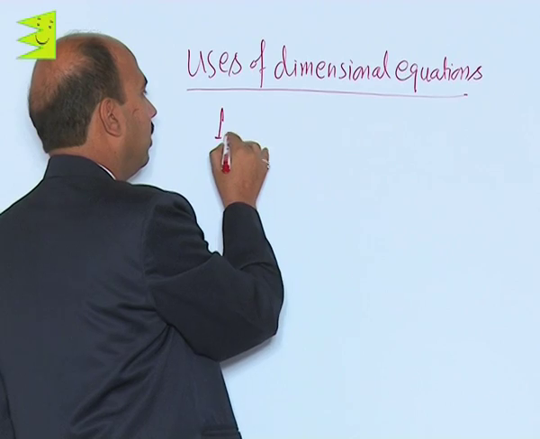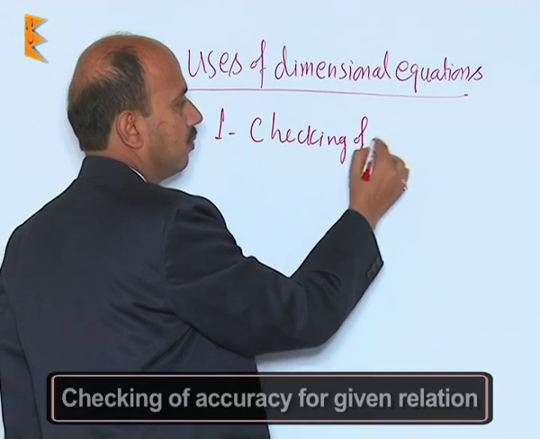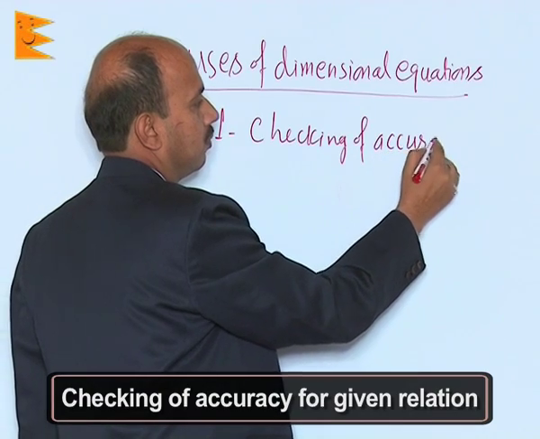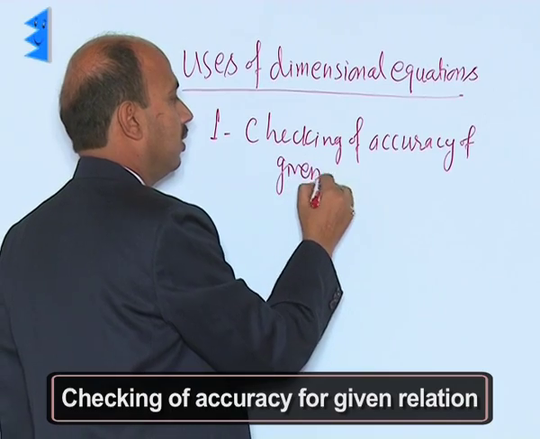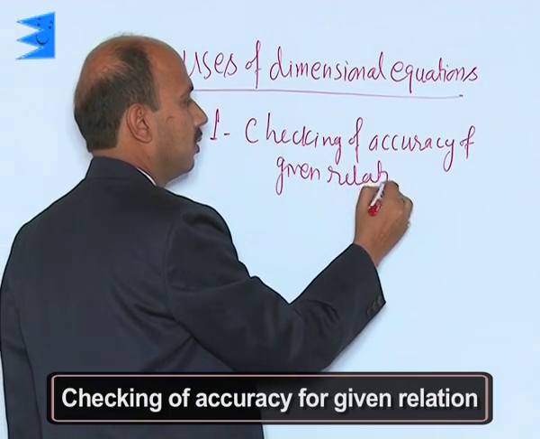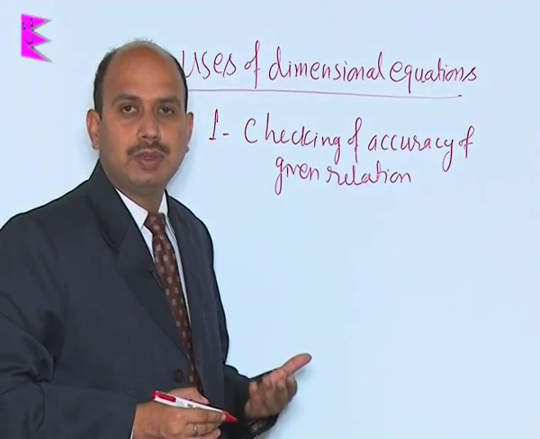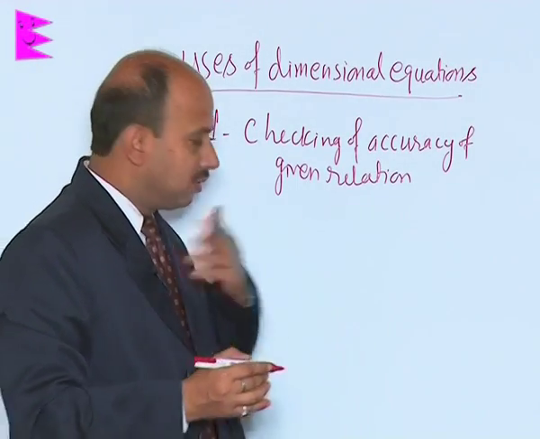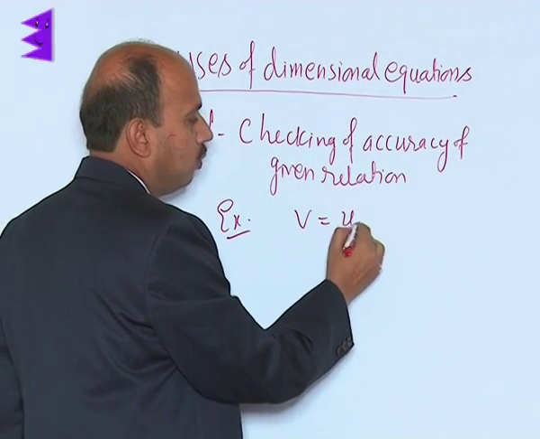So, first one is checking of accuracy of given relation. If you have got a given relation, now you can check whether it is correct or wrong. For example, you are taking V is equal to U plus AT.